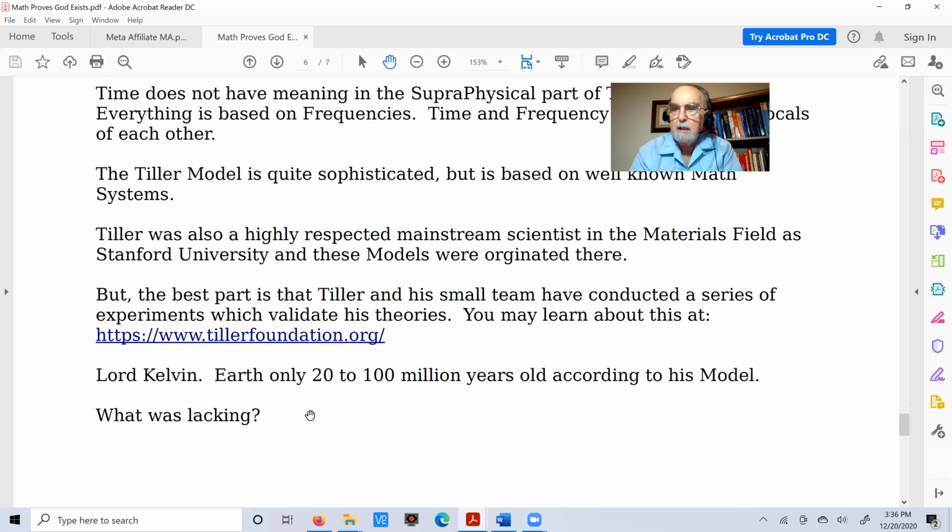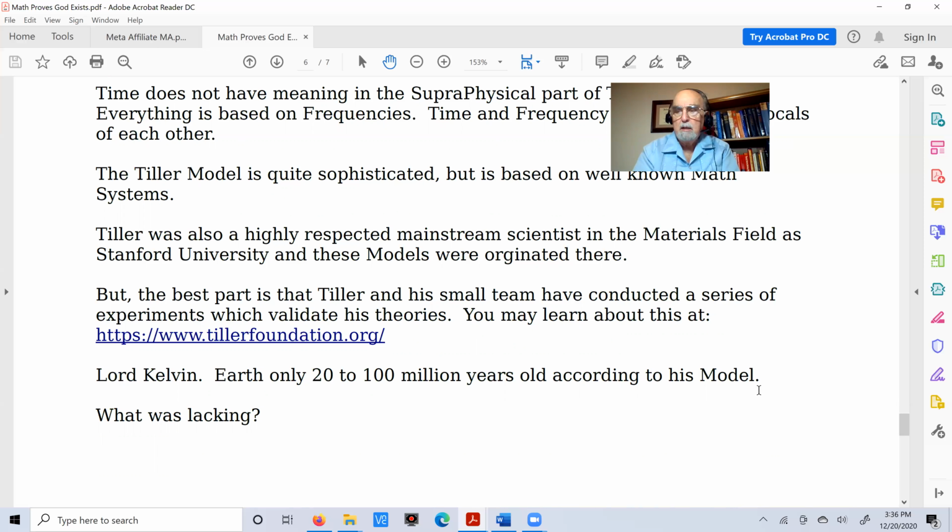Well, something was lacking in his model. And by the way, it's because this thing was lacking, his model was wrong. And what do you think was lacking in Lord Kelvin's model? That he couldn't make a proper prediction. Because the facts are, we know today the Earth is, what is it? 5 billion years old, something like that. 4 or 5 billion years. A billion is 1,000 million.